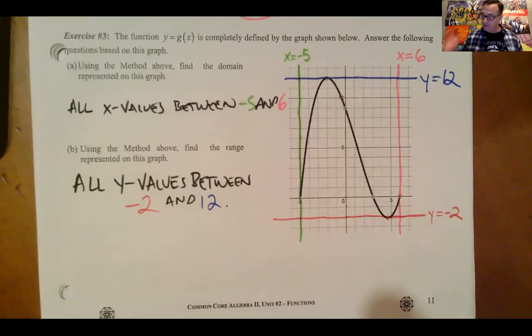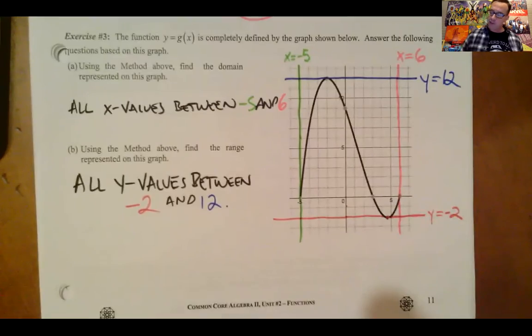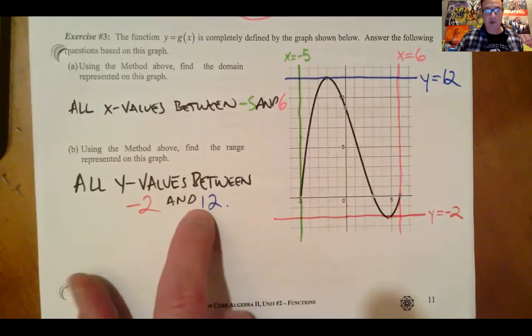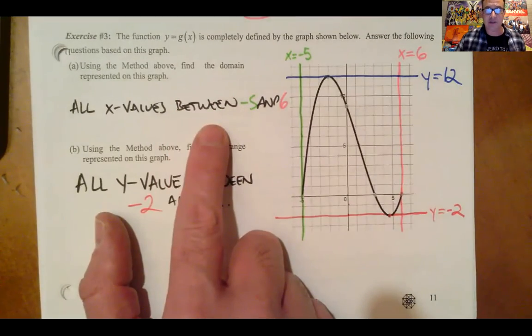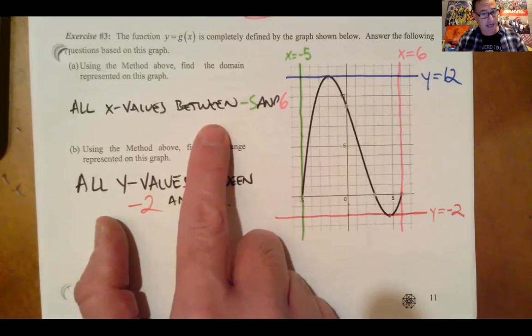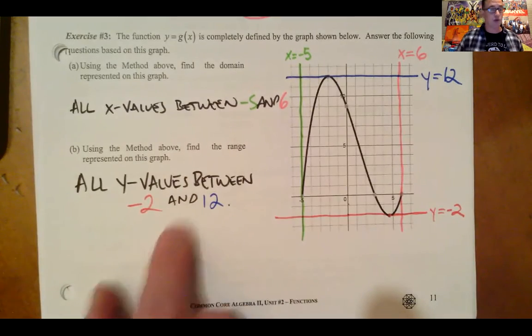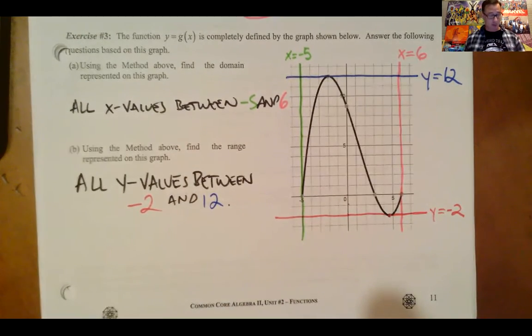Now, I feel like I have a whole other side of this, but in fact, I don't. I just looked. This is the last page of things that we're going to be doing for our notes today. Tomorrow, what we're going to be talking about are different ways for us to represent this sort of thing. When we talk about all the x values between -5 and 6, how do we write that? All the y values between -2 and 12, how do we write that? So really and truly, guys, we are done with information that we're going to need to use for today.